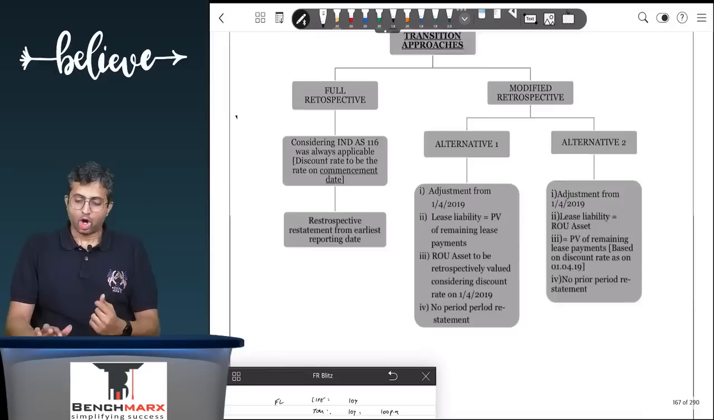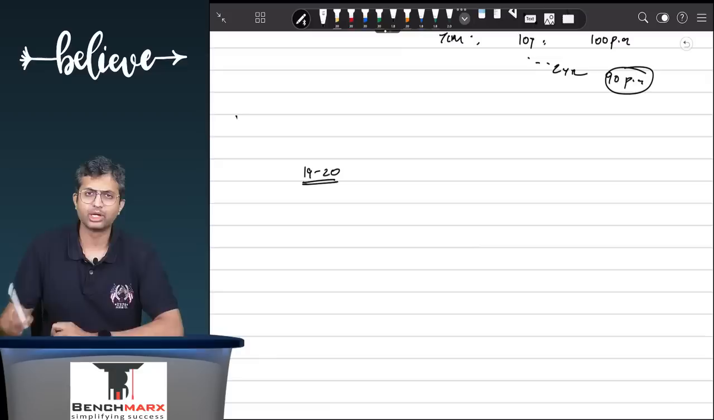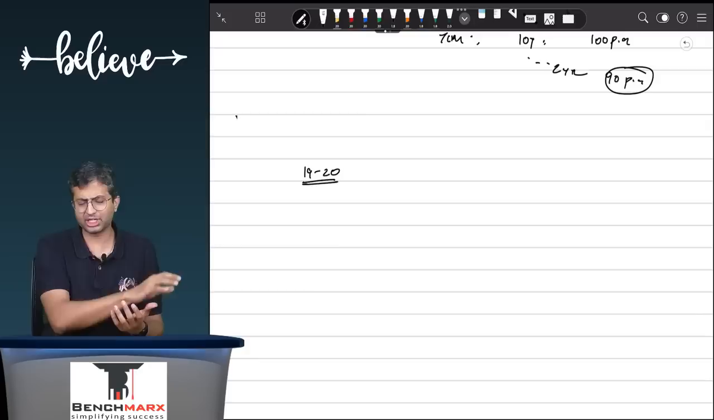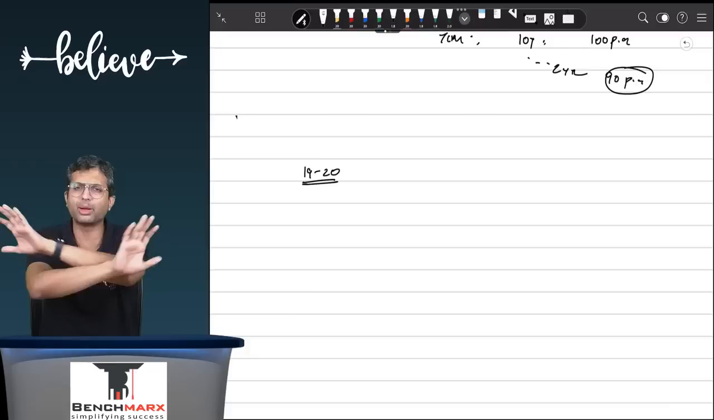Okay, and then you go to the last part of the standard, which involves transition approaches. What do you mean by transition? Let us say the transition happened in the year 1920. So over here in the year 1920, entities applied IND AS 116 for the first time, in which case the standard gave you certain relaxations. They said that under IND AS 17 or AS 19, if you had shown something as a finance lease in the books of the lessee, you already have an asset in your books and a lease liability, you continue the same. You don't apply any separate IND AS 116 principle.